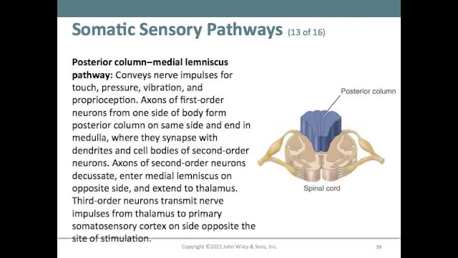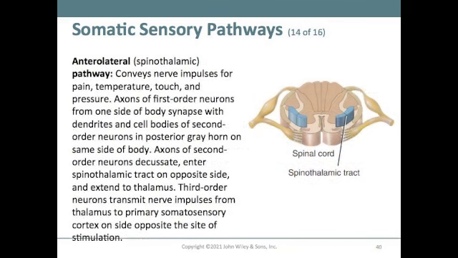And this slide starts table 16.3 on page 583. This table outlines the major somatic sensory tracts and pathways. It starts with the posterior column medial lemniscus pathway, and it says that it conveys nerve impulses for touch, pressure, vibration, and proprioception. And this slide is the same table 16.3, but now we're on page 584, and this particular slide outlines the anterolateral pathway, which conveys nerve impulses for pain, temperature, touch, and pressure.